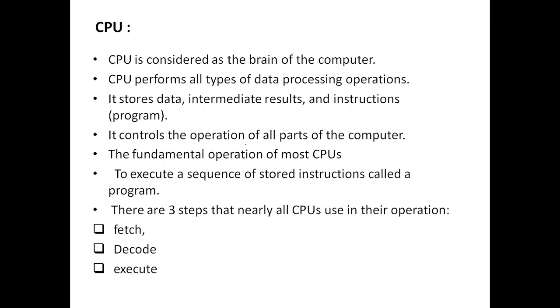This CPU has these steps: fetch, decode, execute, and also write back. Write back, in the sense, displays the result on the screen. So this CPU is considered the brain of the computer. CPU performs all types of data processing operations. It stores data, intermediate results, and instruction programs. It controls the operations of all parts of the computer. So the fundamental operation of most CPUs is to execute a sequence of stored instructions. Fine. This is the fundamental operation of the CPU.